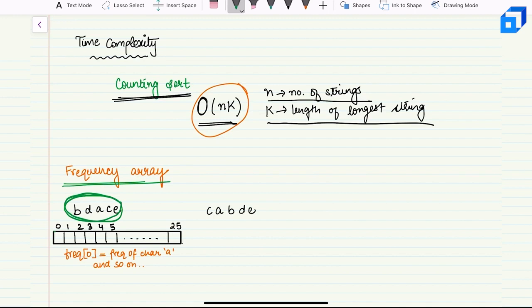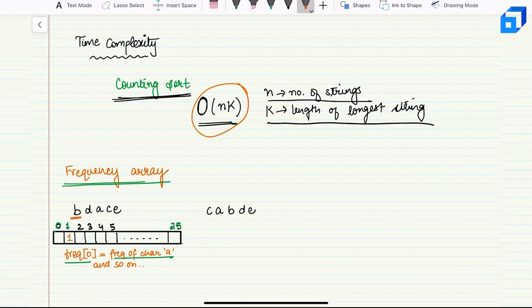Now, basically, we will be mapping a small a to index 0, then small b to index 1, and so on, and we will be representing small z by index 25. So basically here we will be storing the frequency of all the characters. So index 0 denotes the frequency of character a, and so on. Here the frequency of a is nothing but 1, so we will put 1 over here. Then basically we will be iterating over the string, so let's do that. So here b is there and frequency of b is nothing but 1.